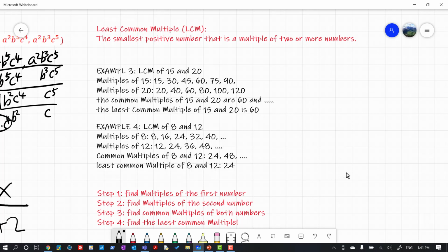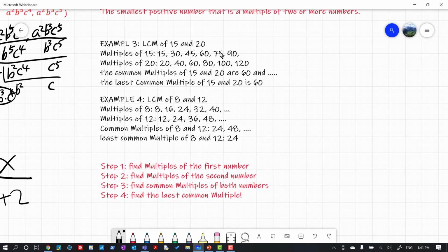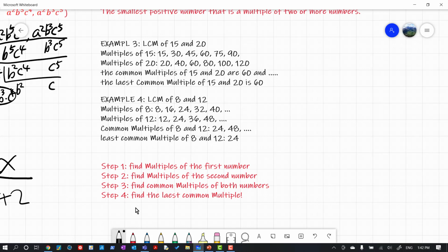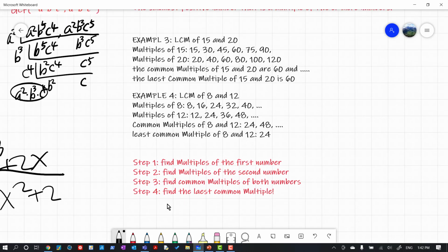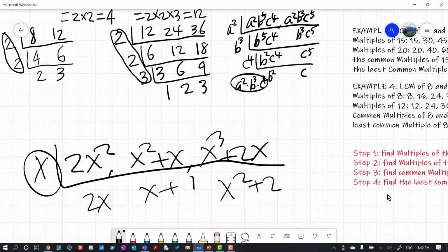So again, these are the two common examples. I'm not going to go through this step by step, but after doing this, you can generalize this very fundamental way with these four steps. The first is to find multiples of the first number, and the second is to find the multiples of the second number. The third step is to find common multiples of both numbers. And the fourth one is to get the least common multiple. You're done.